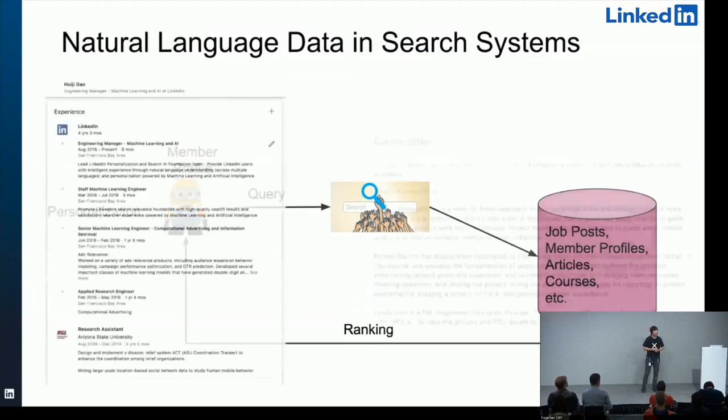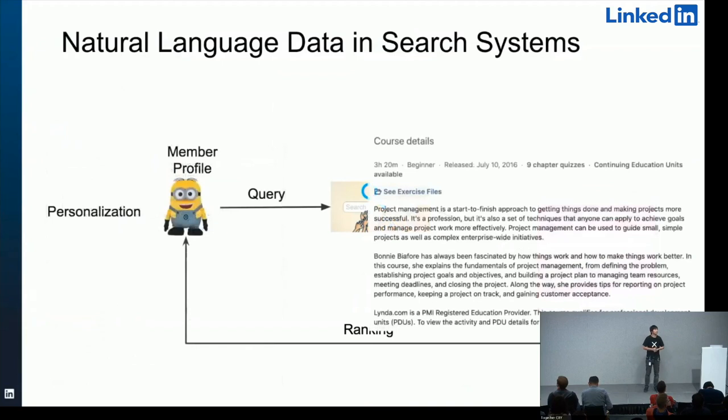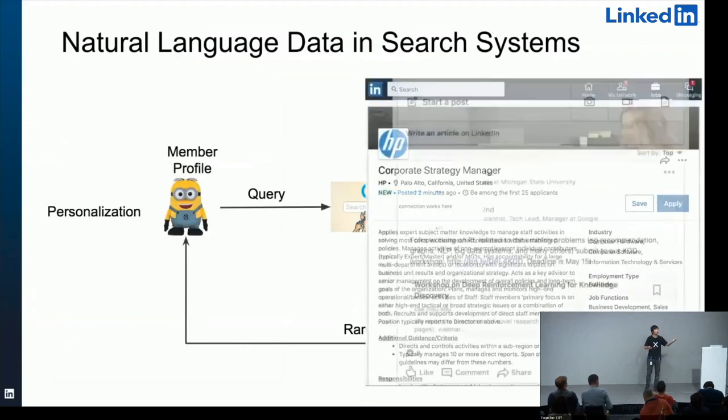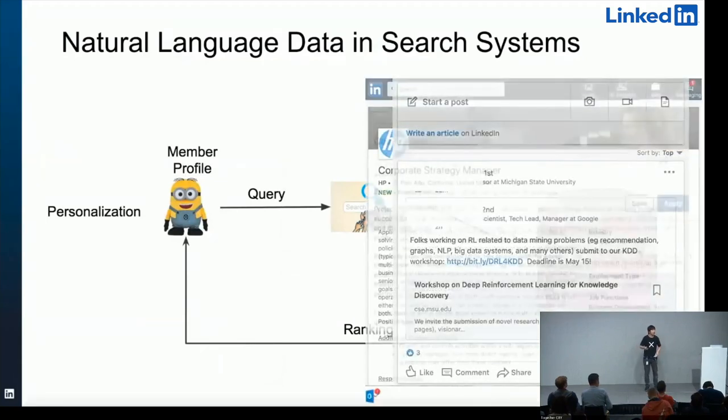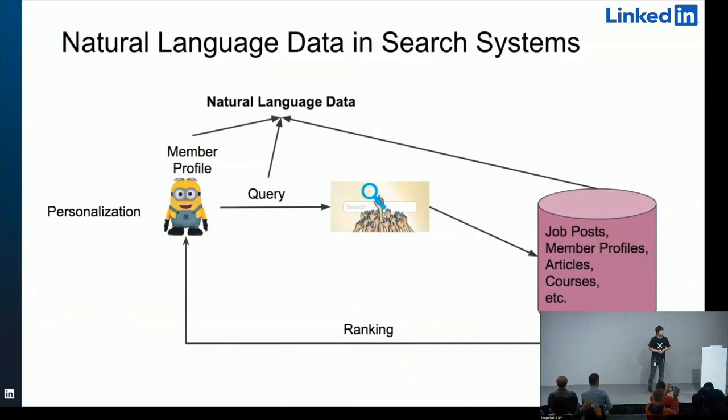Now, where is the natural language data? Member profile, right? This is an example of a member profile. It's my member profile. So we have industry, experience, or education. On the document side, we also have many kinds of text data, for example, course descriptions, job posts, or news articles. Now the query itself, most of the time, is also natural language text data. So together, we have natural language data here.